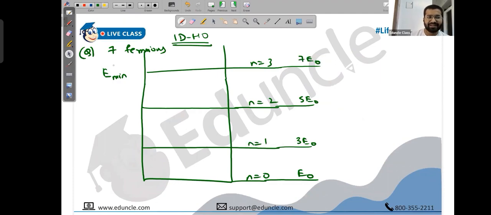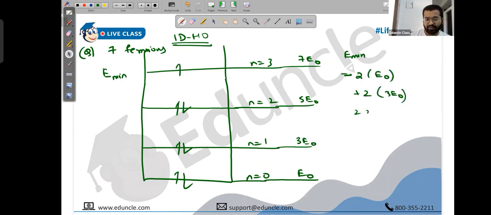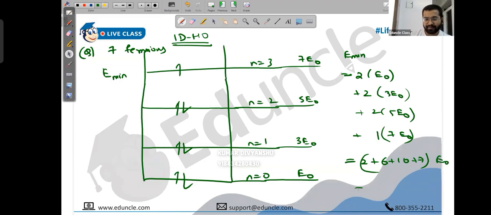And I've got 7 fermions. You know what to do: 2 will be here, 2 here, 2 here, 1 here. So what's our minimum energy? 2 fermions are in E naught, 2 are in 3 E naught, 2 are in 5 E naught, and the last is only 1, in 7 E naught. Total 7 fermions. So our answer is 2 plus 6 plus 10 plus 7 times E naught: 10, 16, 18, 25. 25 E naught is the answer.